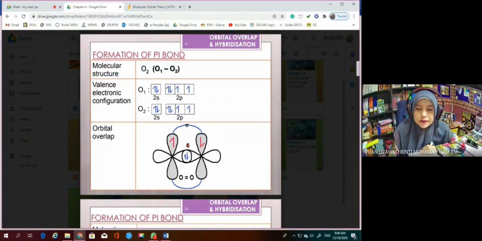Okay, and then in the overlapping area you have to draw spin up and spin down. As for the second overlapping, also involving 2p. Because we already used px, we have to use another one, either py or pz. Let's say this one is the position for pz. So pz overlaps with pz.